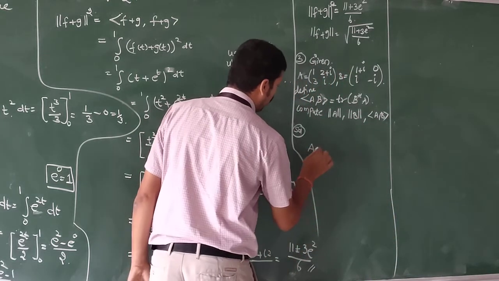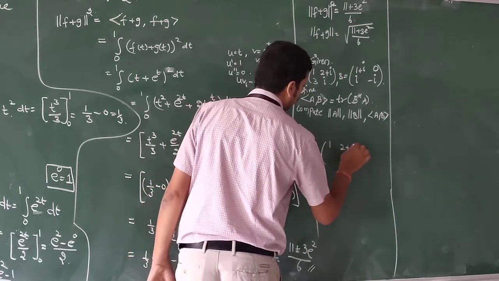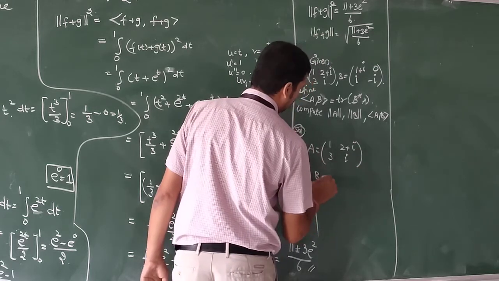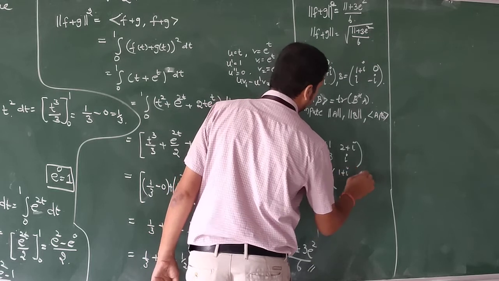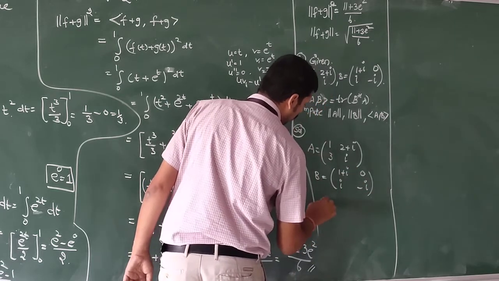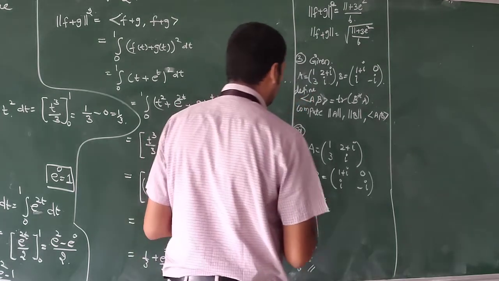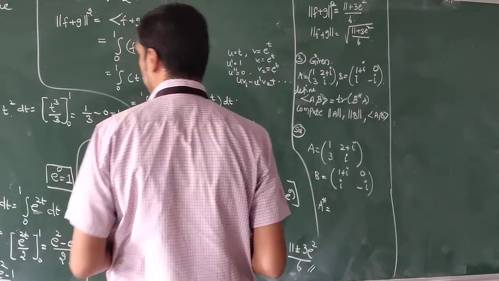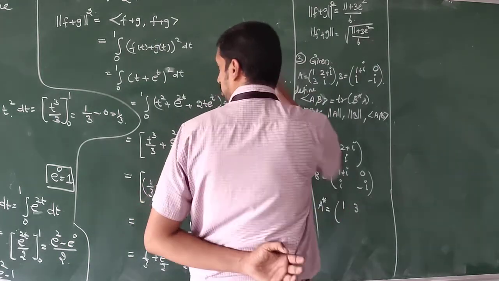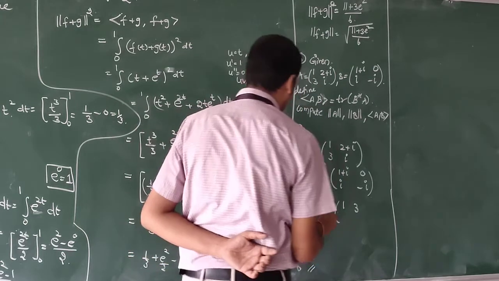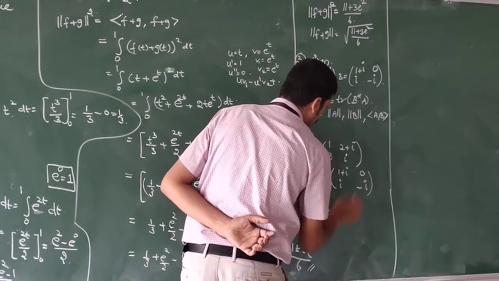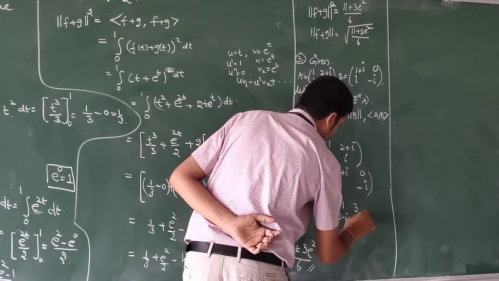So, what is given? A equal to 1, 2 plus i, 3, i, right. So, B is given as 1 plus i, 0, i, minus i. So, what will be A star? You have to find A star for this one, that is like the conjugate transpose. So, what we will get is 1, 3, 2 minus i, minus i. So, 1, 2 minus i, minus i, right.